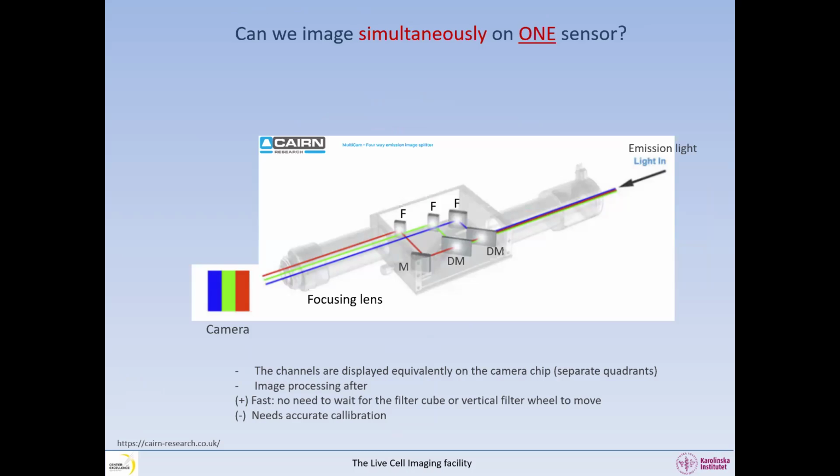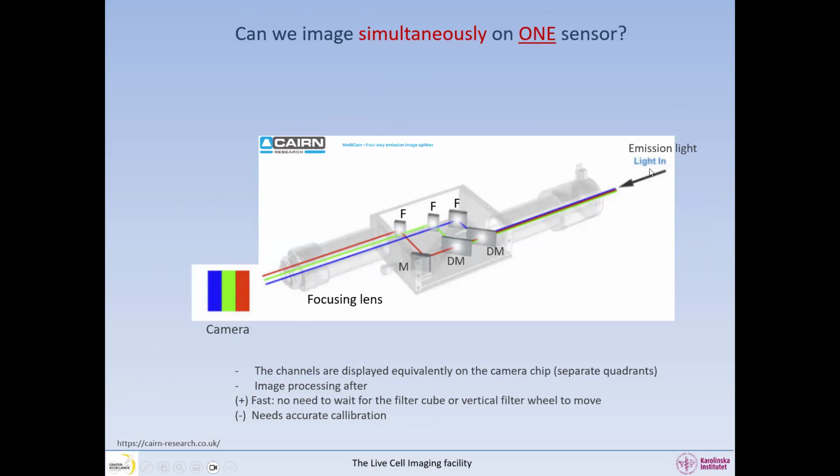Can we image simultaneously in one sensor? Previously, we imaged sequentially, one fluorophore at a time. But yes, we can also image simultaneously if we have one sensor. And here I depict one way it can be done. Then you still have only one sensor, a camera.